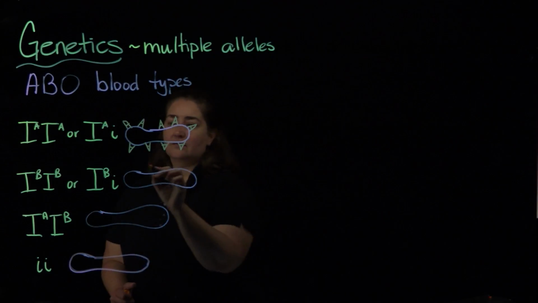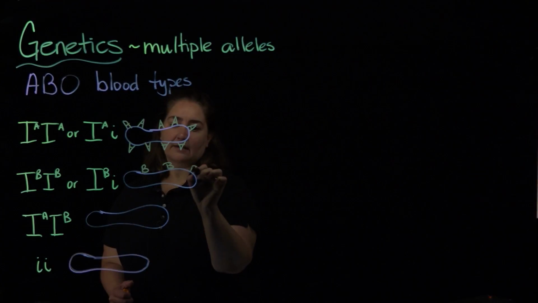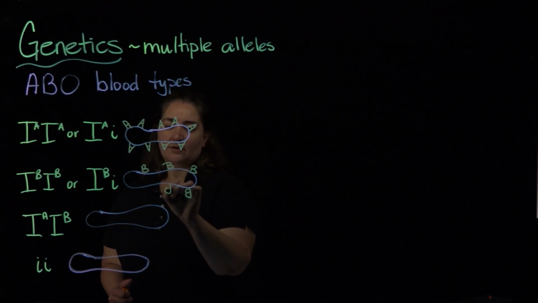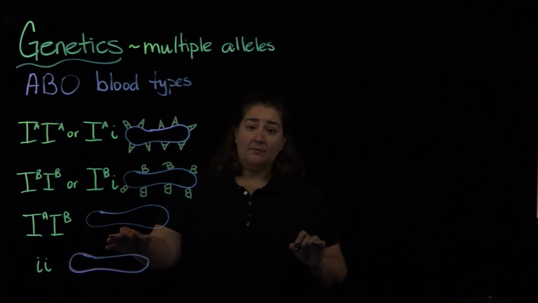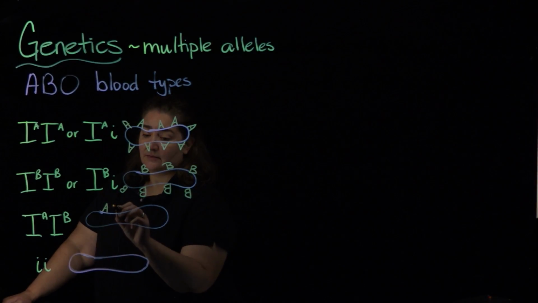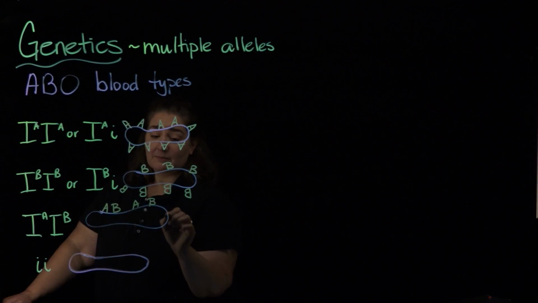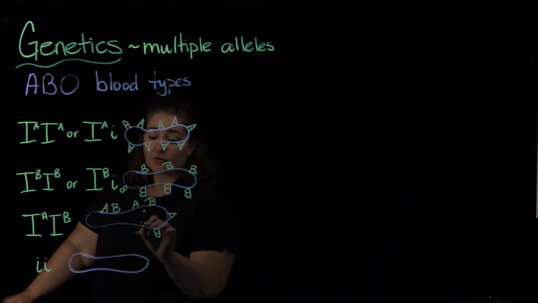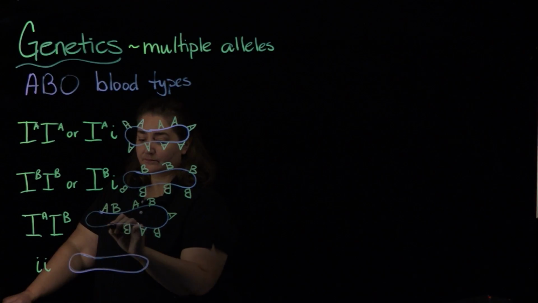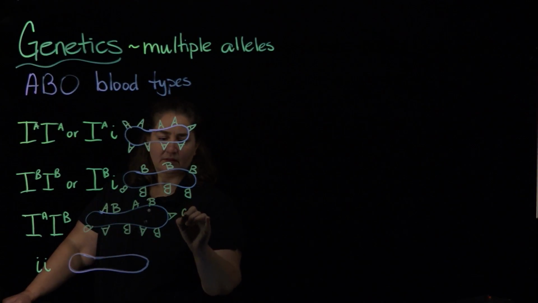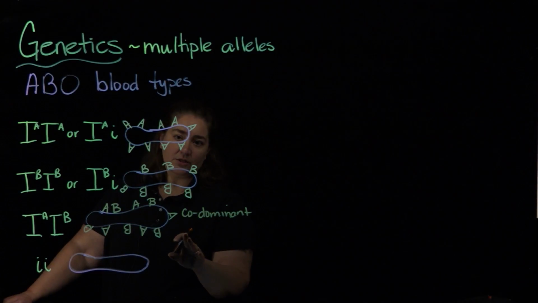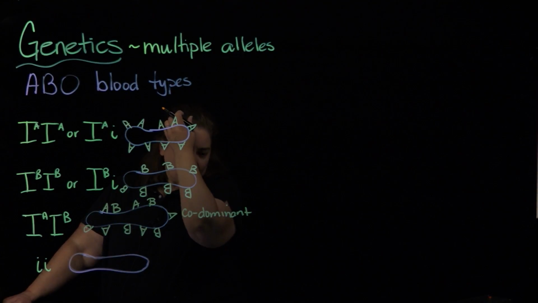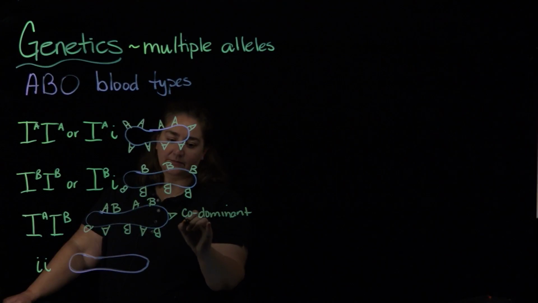Folks who have type B have the B tag on the outside of their red blood cells. Folks who have type AB blood have both tags. This is what it means for this to be codominant. That codominance is what distinguishes folks who have type AB blood as being a little bit unique. So they're going to have both tags on the outside.